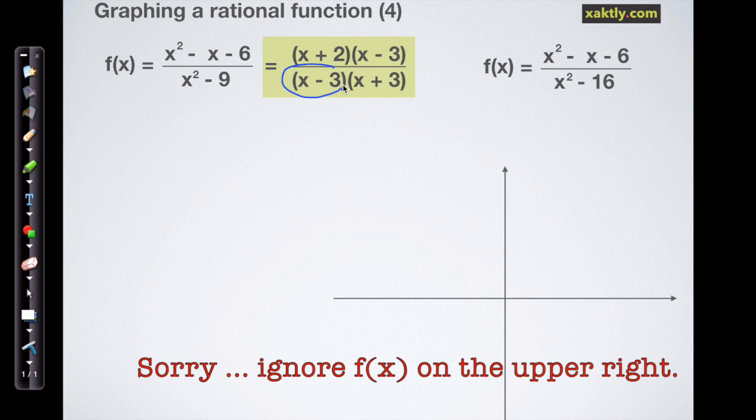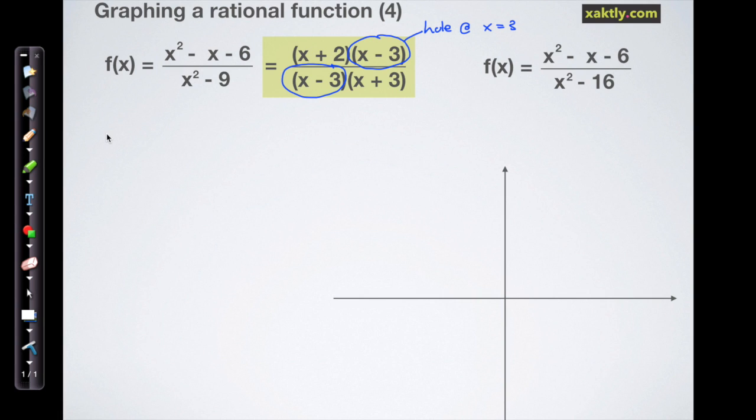Now in this particular function, notice that the same binomial exists in the numerator and the denominator. And that's going to be called a hole at x is equal to 3. What's going on here is that there's no vertical asymptote and there's no zero of the function because as x gets closer and closer to 3, both the numerator and denominator do the same things, and so that action on the function graph sort of cancels itself out. So this will be called a hole, and we'll see what that looks like later.